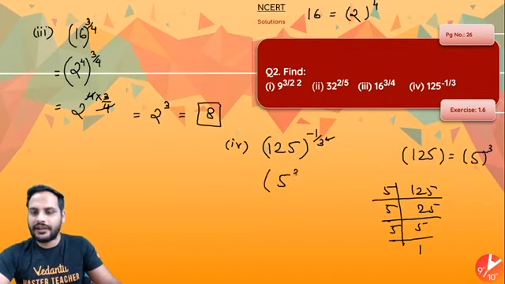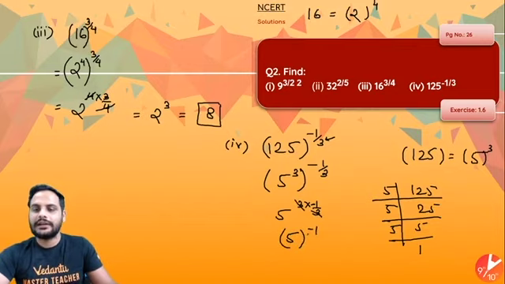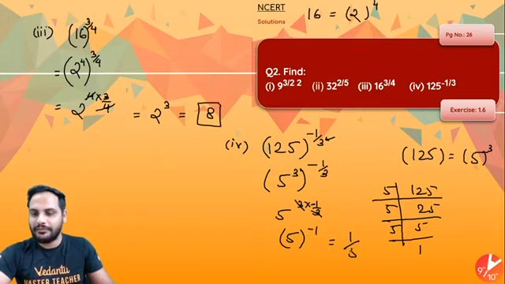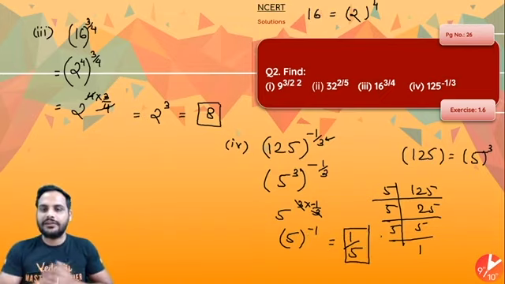So it is 5 cube raised to the power minus 1 by 3, which will become 5 raised to the power 3 into minus 1 by 3. So the 3 and 3 get cancelled, and you get 5 raised to the power minus 1. Now when the power is negative, reciprocate the base, so it will become 1 by 5 raised to the power 1, which is 1 by 5 only.